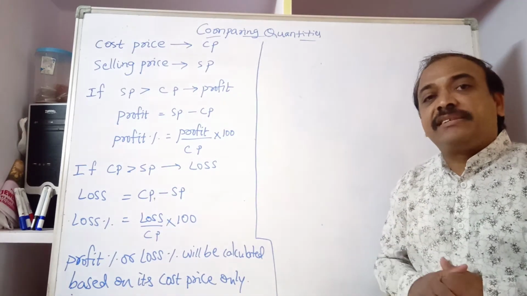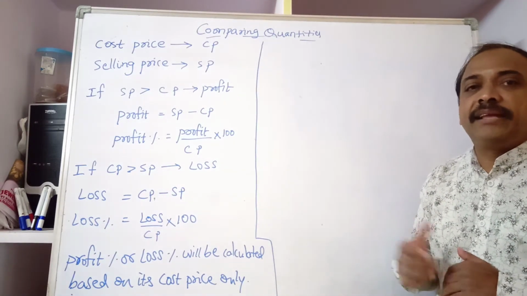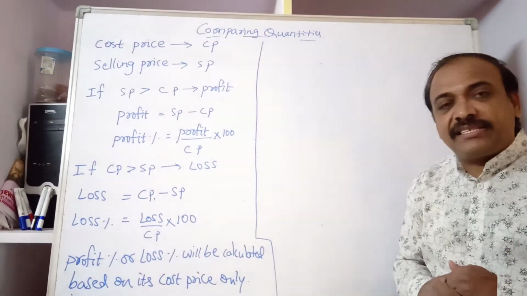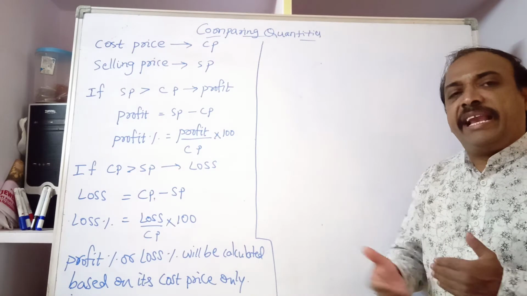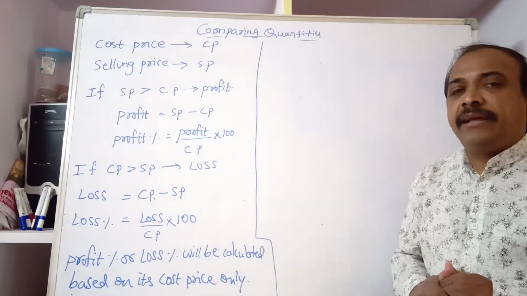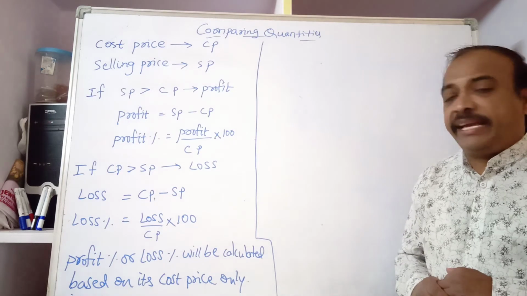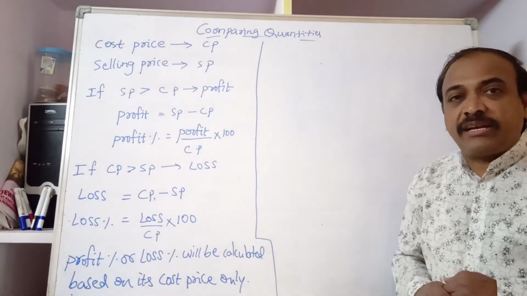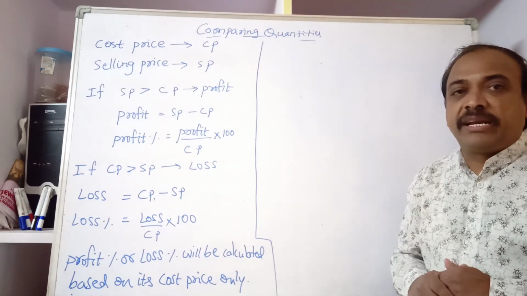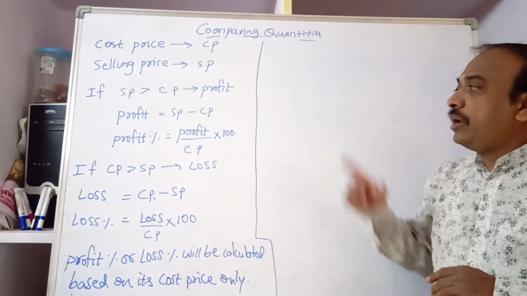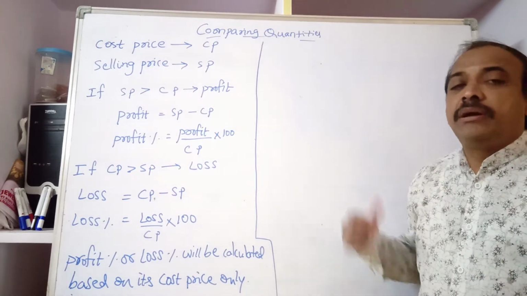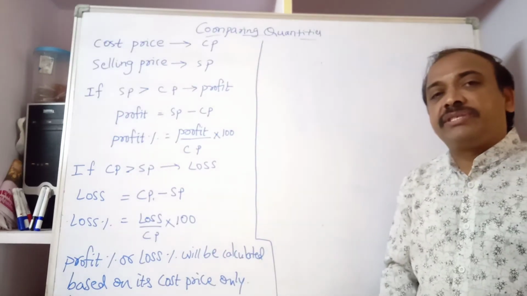When situations demand, then at that time we need to go for loss. Situations demand in the sense, maybe any defect occurred on that particular item, it may be the quality or it may be anything, then we need to sell that particular item at a loss. So loss percent, profit percent, how we calculate these numerically, that we are going to see now.